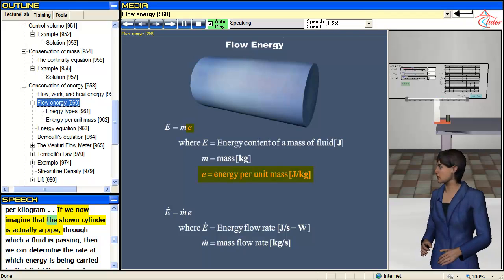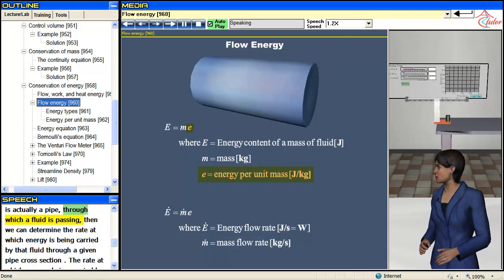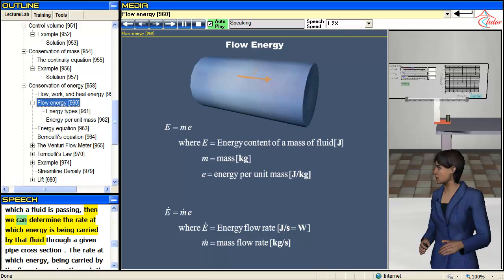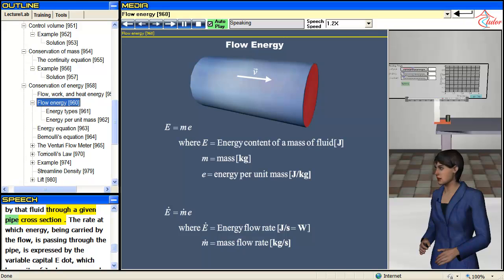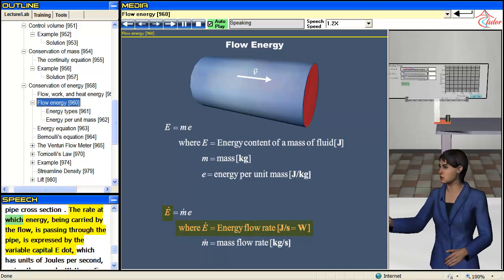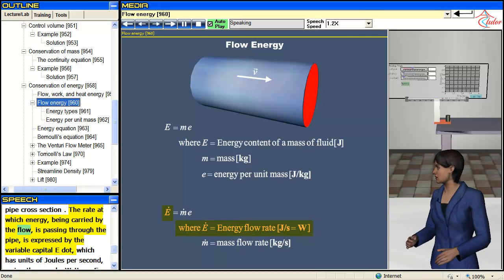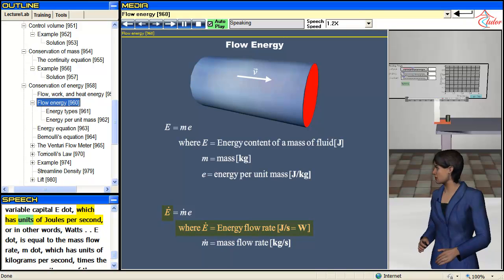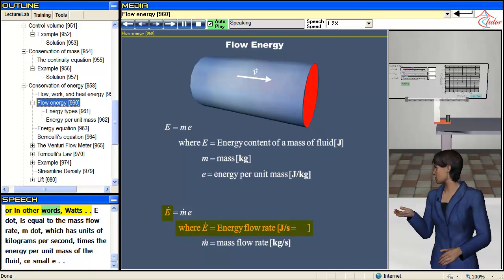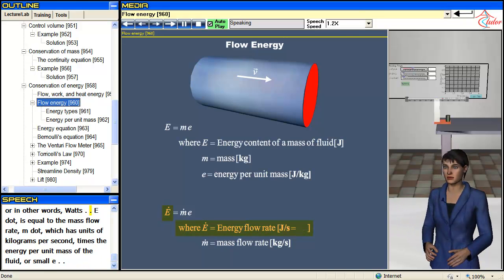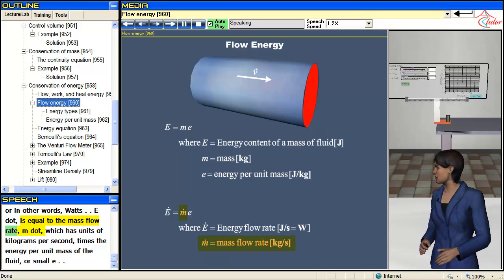If we now imagine that the shown cylinder is actually a pipe through which a fluid is passing, then we can determine the rate at which energy is being carried by that fluid through a given pipe cross-section. The rate at which energy, being carried by the flow, is passing through the pipe is expressed by the variable E dot, which has units of joules per second. E dot is equal to the mass flow rate, m dot, which has units of kilograms per second, times the energy per unit mass of the fluid, or small e.